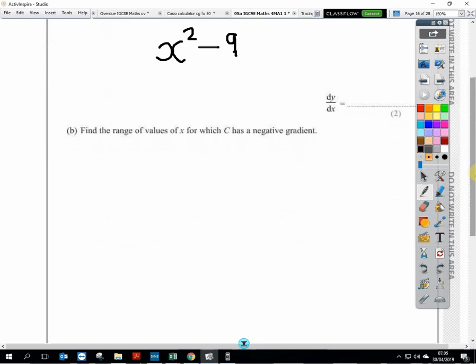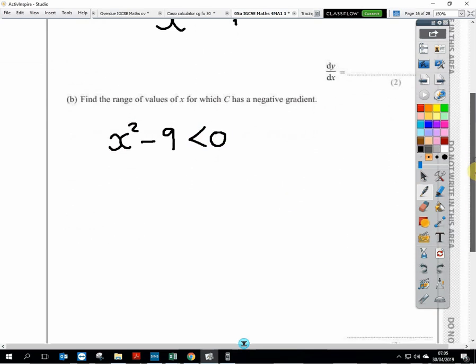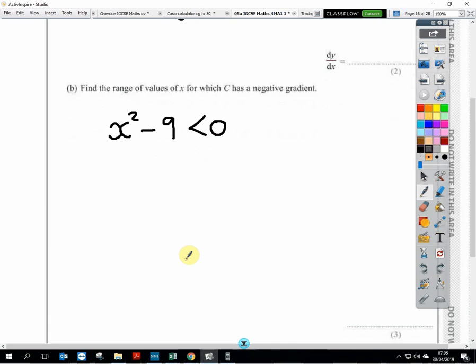Find the range of values of x for which the curve C has a negative gradient. So the gradient is represented by dy by dx. That's what gradient is, dy by dx. It's the gradient of a curve. They're asking, when is the gradient negative? So what you can do is set dy by dx to be negative, which means it's less than 0. So what we're trying to do is solve this inequality. Solve x squared minus 9 is less than 0. So how do we do that?